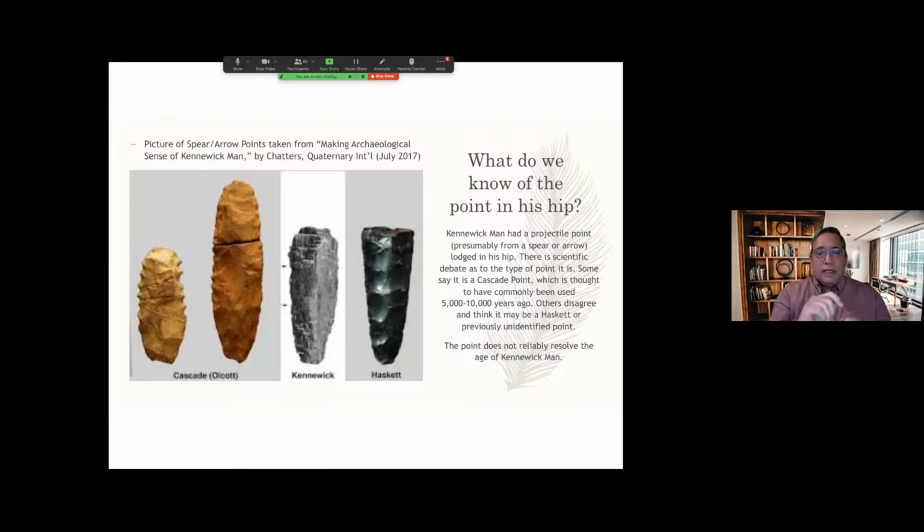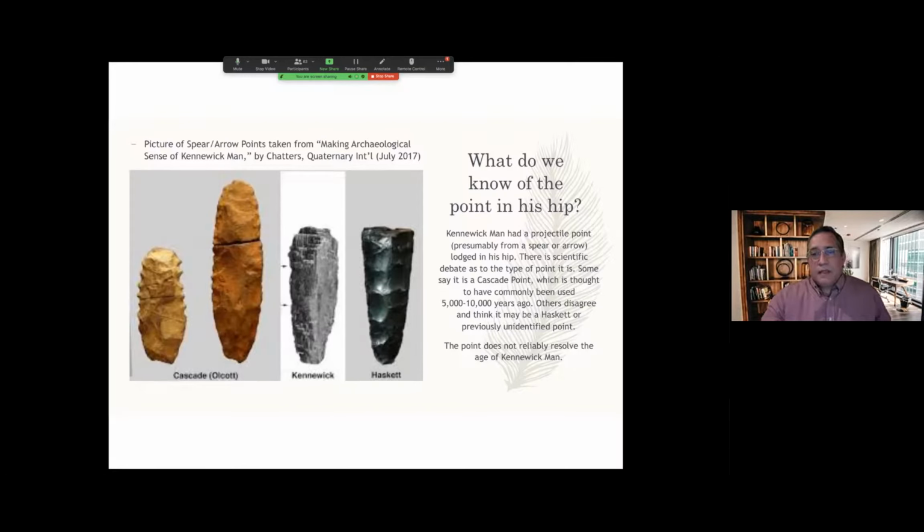And so the only evidence we have for the point is they took imaging. It was a CT image, and there's only a small portion of the point that can be seen. From the imaging, there's dispute in the science. Some people think that maybe it was a Cascade point. There are others that think maybe it was a Haskett point. There are others that say it could be a previously unidentified point. Even the ones that say that it was a Cascade point acknowledge that some of the common features are not exclusive to Cascade points. So the bottom line is it's relatively weak evidence.